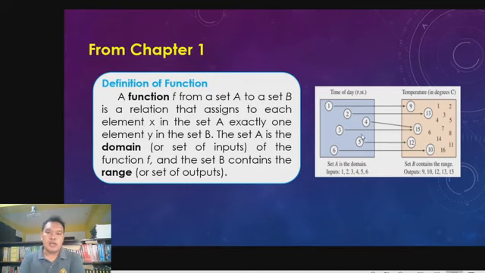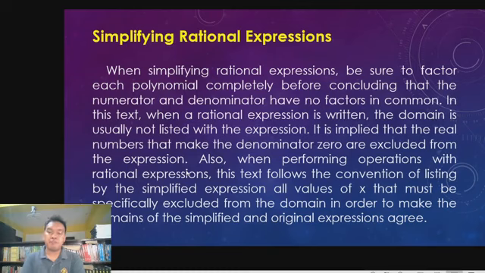Here, a function from set A to set B is a relationship that assigns to each element x in the set A exactly one element y in the set B. When we assign a value to x, exactly one value comes out for y. So that's what it means. So the domain is the set of inputs or our x values. Then the range is the set of outputs or the y values, or its equivalent.